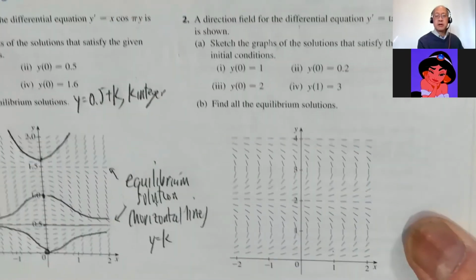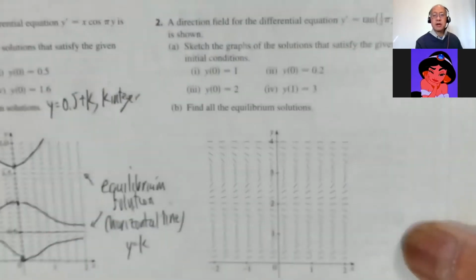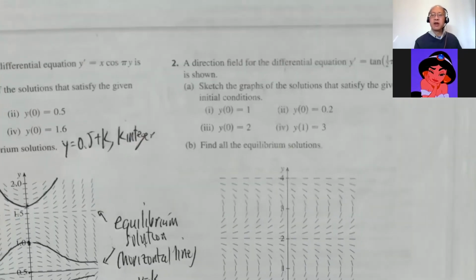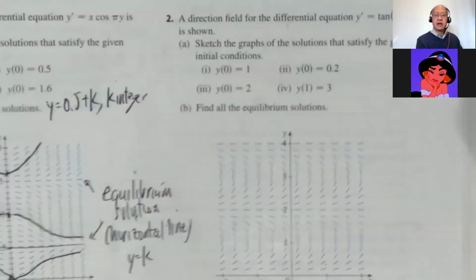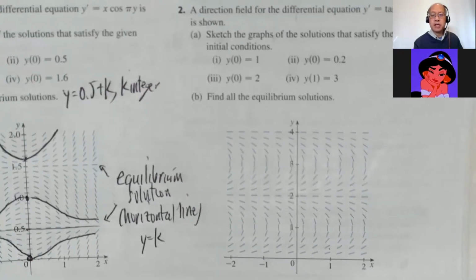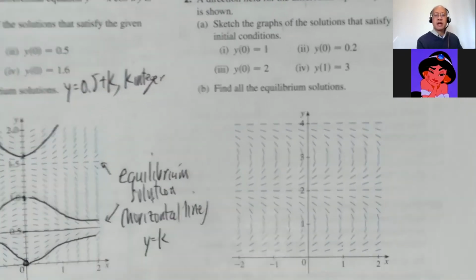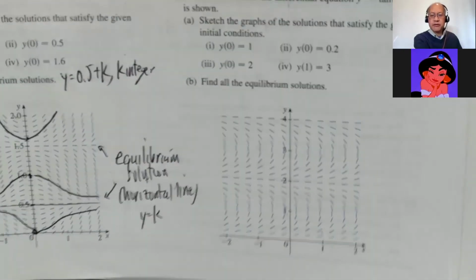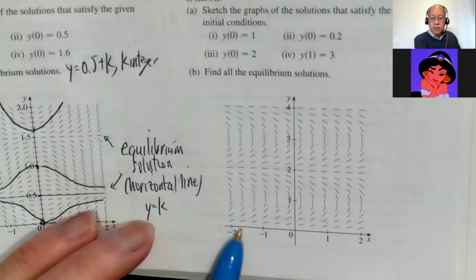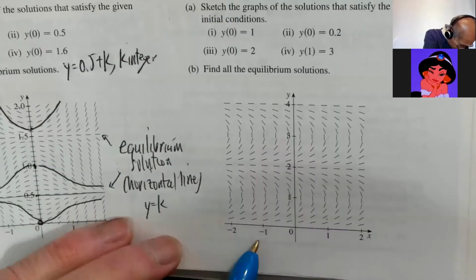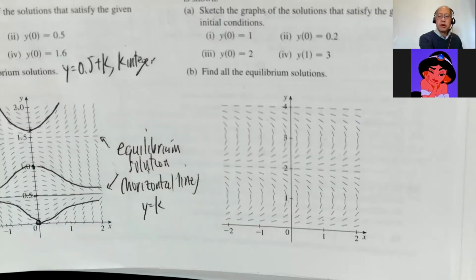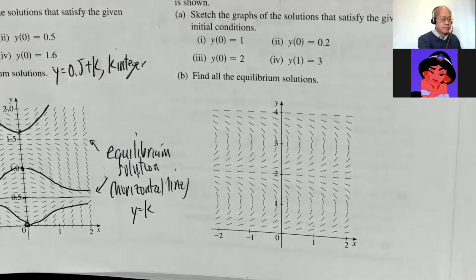Okay, number 2, pretty similar. So this is y prime equals tangent of 1/2 pi y. Sketch the graphs of the solutions and give the initial conditions, and find the equilibrium solutions. Maybe let's look at equilibrium solutions first. You can't really see it so well, but y equals 0, y equals 2, y equals 4. So it's basically the even numbers.